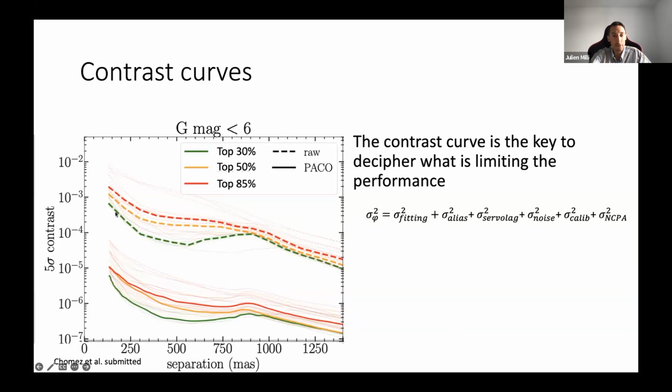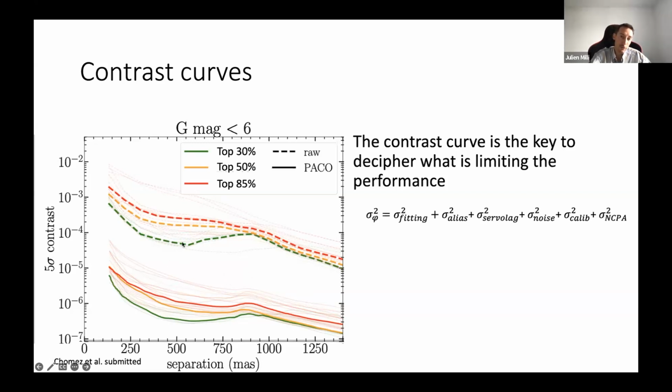You see here a contrast curve. In dashed line, this is the raw contrast. In plain line, this is the final contrast after star subtraction. Here, this is done with the PACO algorithm that Faustine introduced on Tuesday. The various colors are for various atmospheric conditions, so top 30, top 50, top 85%.